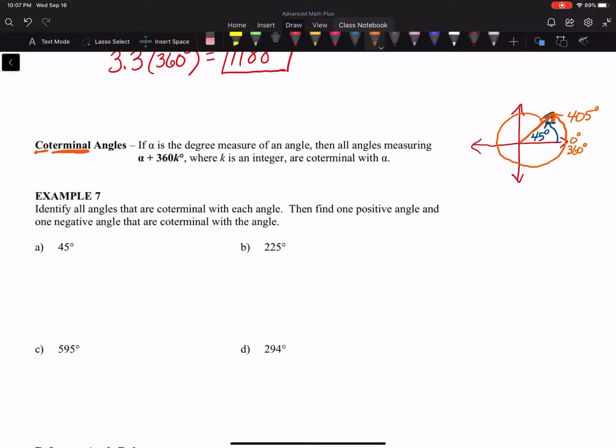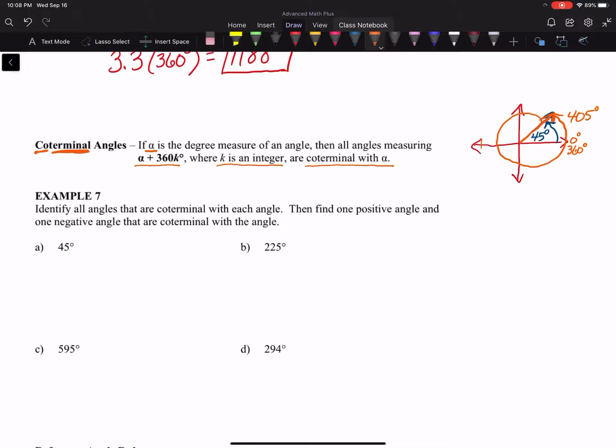Now, could we go around again if we wanted to? Absolutely. You can keep going around 360 degrees every time and just keep adding 360 degrees every time, and you can get an unlimited number of coterminal angles. There's not just one. So that's what this is talking about up here. It says if alpha is the degree measure of an angle, then all angles measuring alpha plus 360k, where k is an integer, that means it could be a positive or negative whole number, then they are coterminal with alpha. So alpha is just the variable for the angle we're referring to.